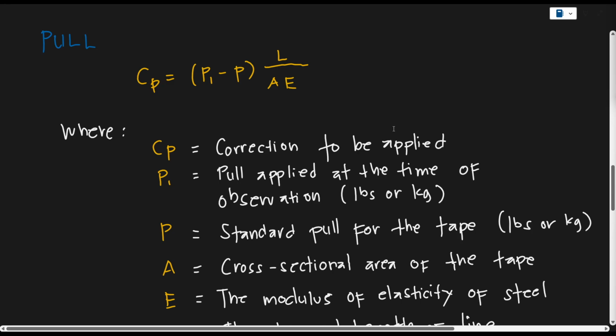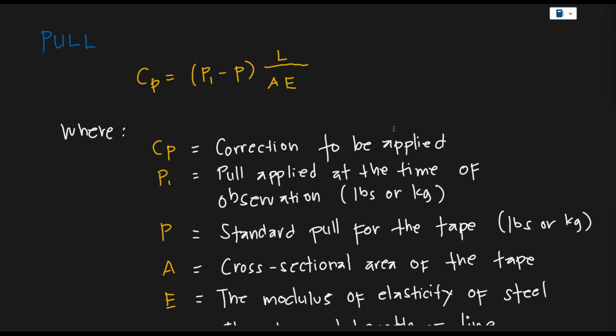Now we have correction due to pull, CP is equal to P1 minus P times L over AE. Now CP is the correction to be applied, correction due to pull. And we have P1, this is the pull applied at the time of observation. This can be in pounds or in kilograms, so you have to be careful about the units here. And then P is equal to the standard pull for the tape.